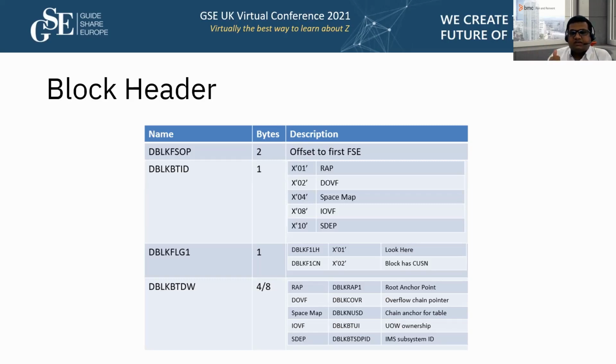Then there are either 4 byte fields or 8 byte fields in the end. For step, it will be an 8 byte field which contains the IMS subsystem ID. But for the other blocks, it is a 4 byte field. For wrap block, it will be root anchor point. For DOVF block, it will be overflow chain pointer. For space map, it will be chain anchor. And for IOVF, it will be UOW ownership. As I mentioned before, IOVF is kind of a common storage, and the CIs from that storage get allocated to a UOW. Once it is allocated to a certain UOW, it will be owned by that UOW, and that is what is meant by UOW ownership.